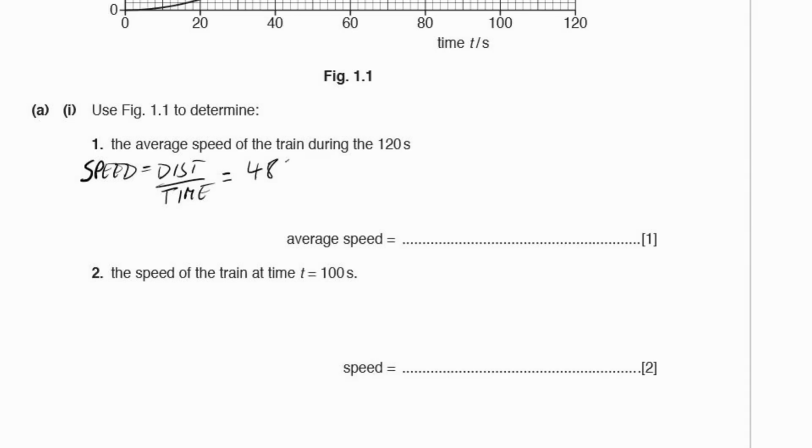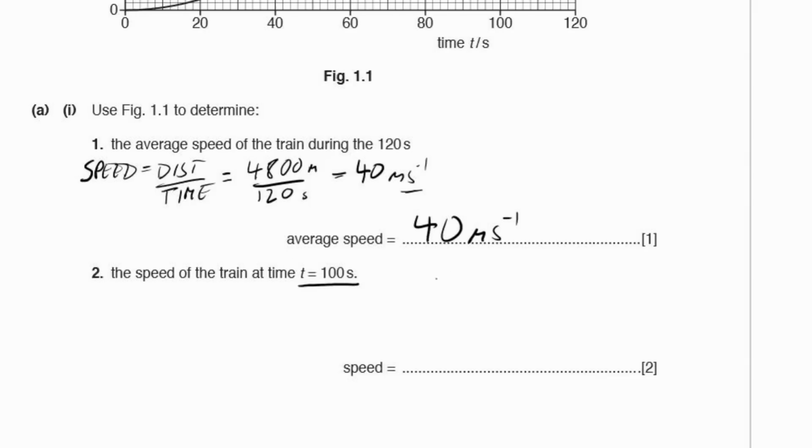So that's 4,800 meters divided by that 120 seconds. And that will give us a value of 40 meters per second. Remember the units, 40 m s^-1. There we go, and the units are in the answer there. Part 2. The speed of the train at time t equals 100 seconds.